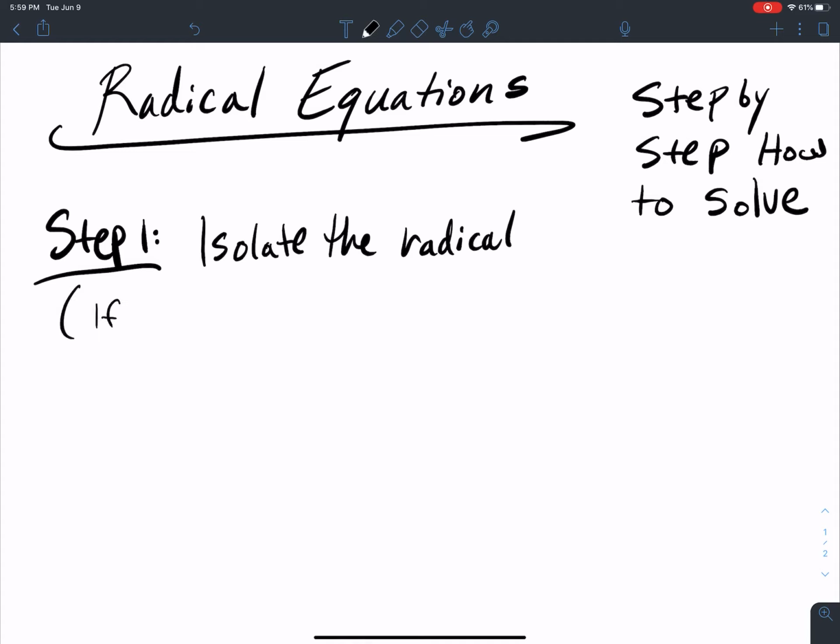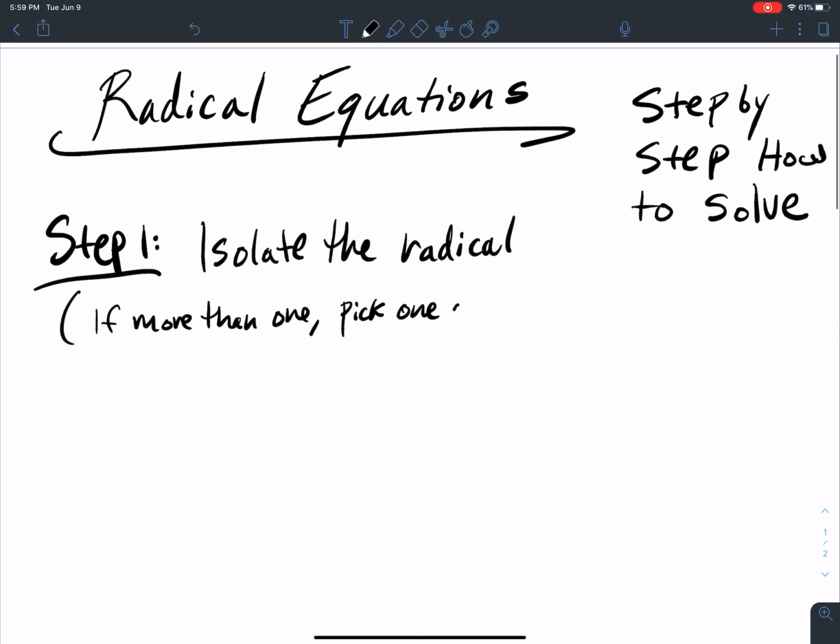So if more than one, pick one and get it alone. Okay, isolate, get it alone. So first step, isolate the radical. So an example, how to isolate a radical.